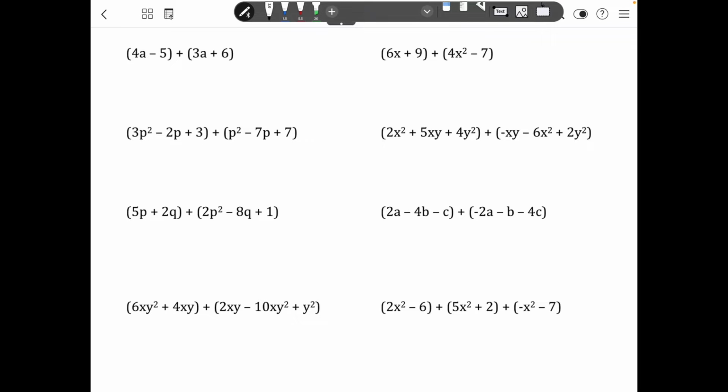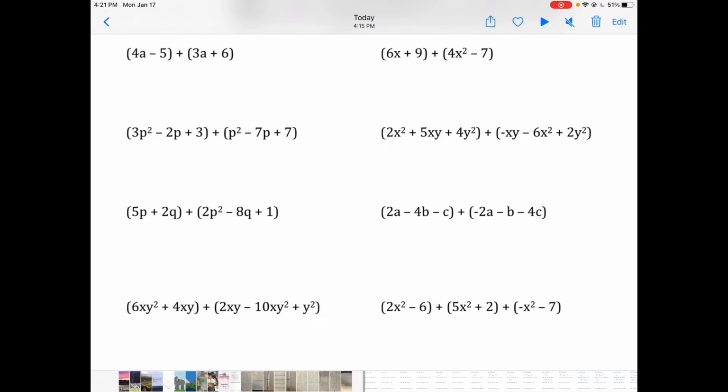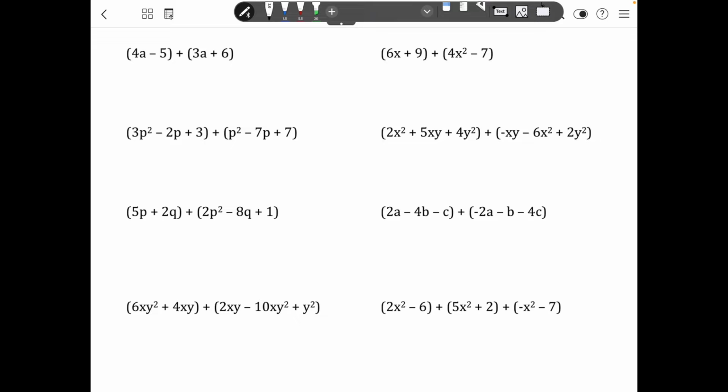All right, so today we're going to be adding polynomials together. So this is like the same exact thing as combining like terms. A variable that has the same variable and same exponents is something that we are able to add together.